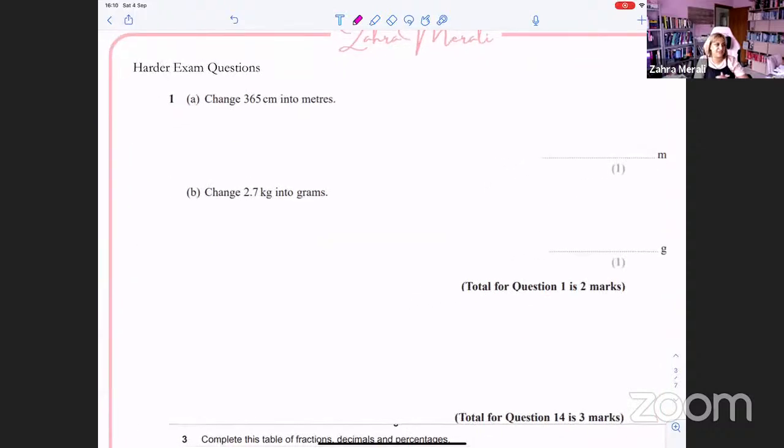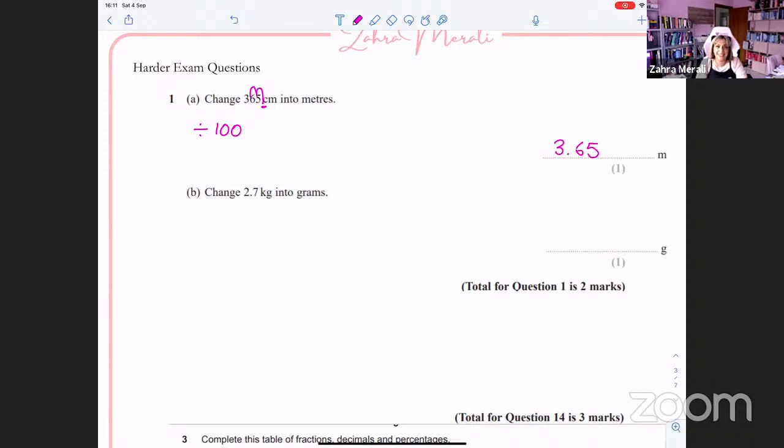Okay, now let's have a look at some exam questions. So now we're going from centimeters to meters, right? If I want to change something from a centimeter to a meter, centimeters are smaller, so we're going to have less meters. So we've got to divide, and you've got the C there. Remember, the K gives you 1,000, the C is 100. So we're going to divide by 100. If you imagine the decimal place is there, we're going to move it 2, and we get 3.65.